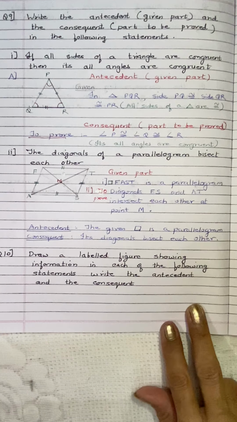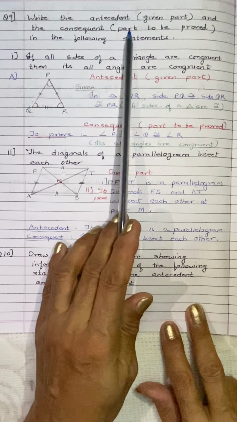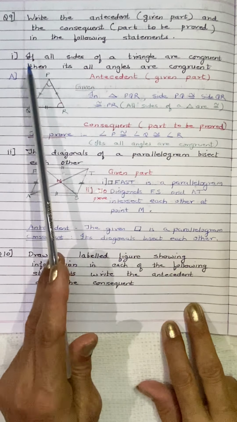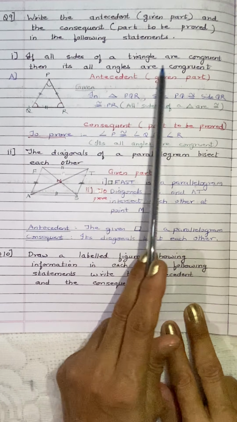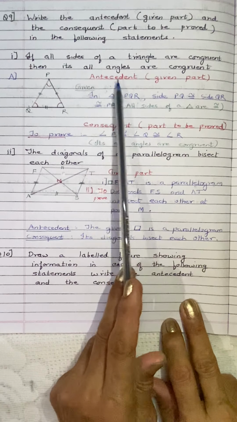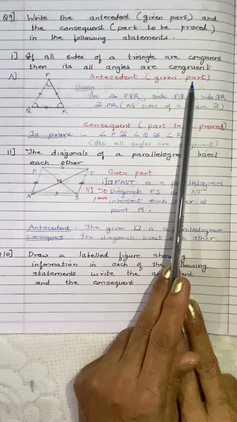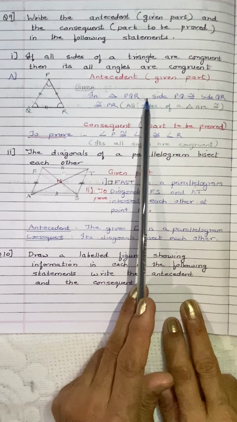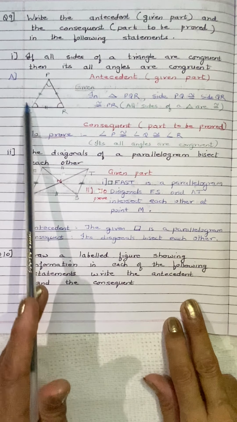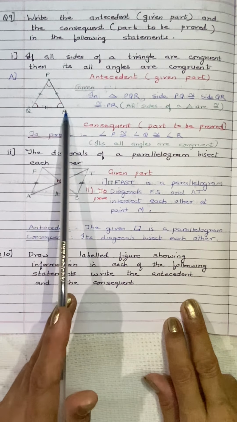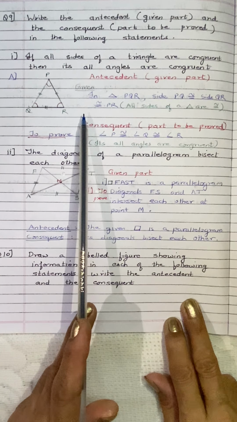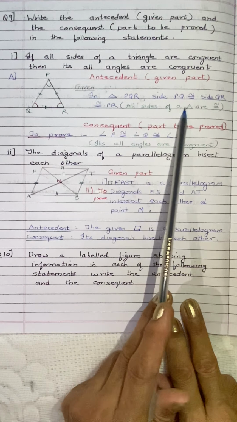Come to question number 9. Write the antecedent, that is the given part, and the consequent, the part to be proved, in the following statement. If all sides of a triangle are congruent, then all its angles are congruent. The antecedent will be the given part, that is, given triangle PQR, sides are congruent. PQ is congruent to QR and QR is congruent to PR. All sides of the triangle are congruent.